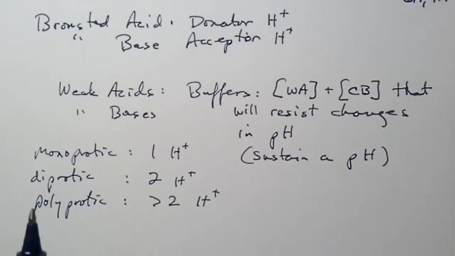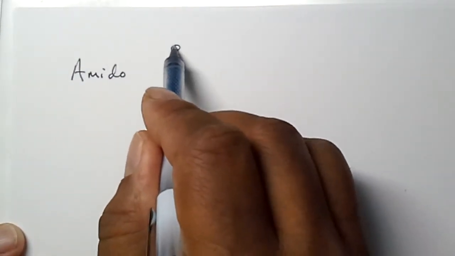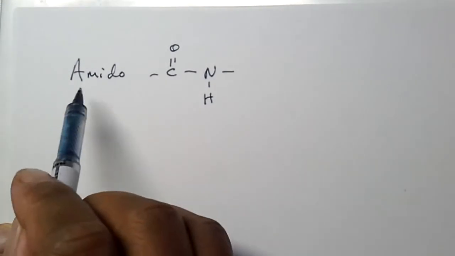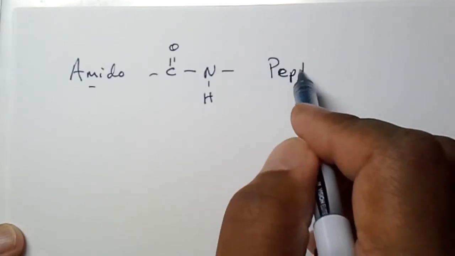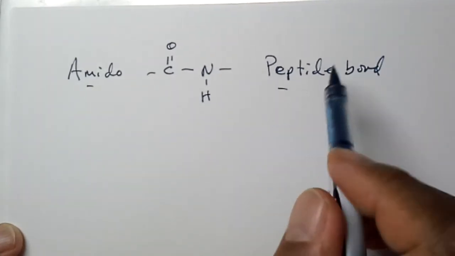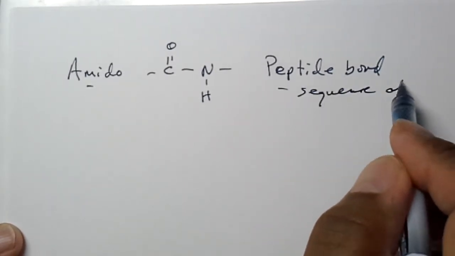So let's look at some other functional groups that are very important, and then we'll go into some more detail about them as we move through the next chapter or two. Amino groups. That consists of a carbonyl and an amine. The amido is what this is referred to, and this is the structure of a peptide bond. Okay, and we talked about what a peptide was. A peptide is a sequence of amino acids.